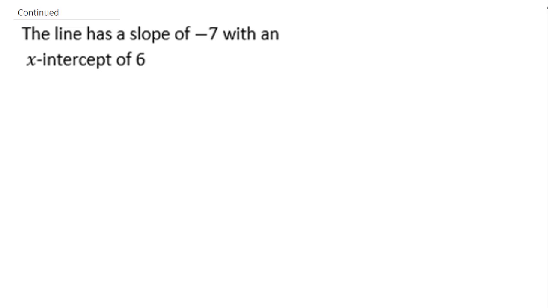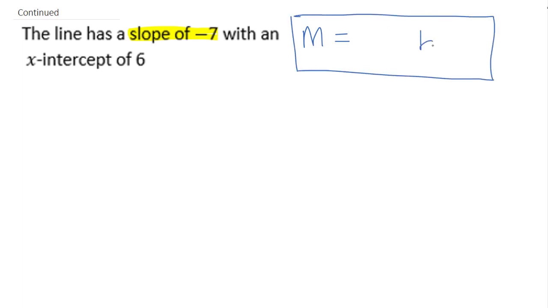Okay, so we got one more. It starts out by telling us we have a slope of 7. So I know this is not a special case because it doesn't say the slope is 0 or the slope's undefined, anything weird like that. So we know m, we just got to figure out what b is. m is negative 7.